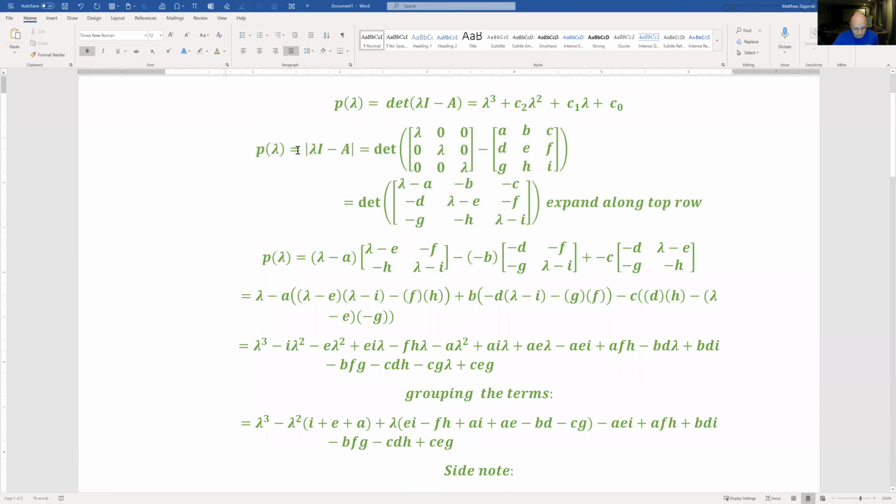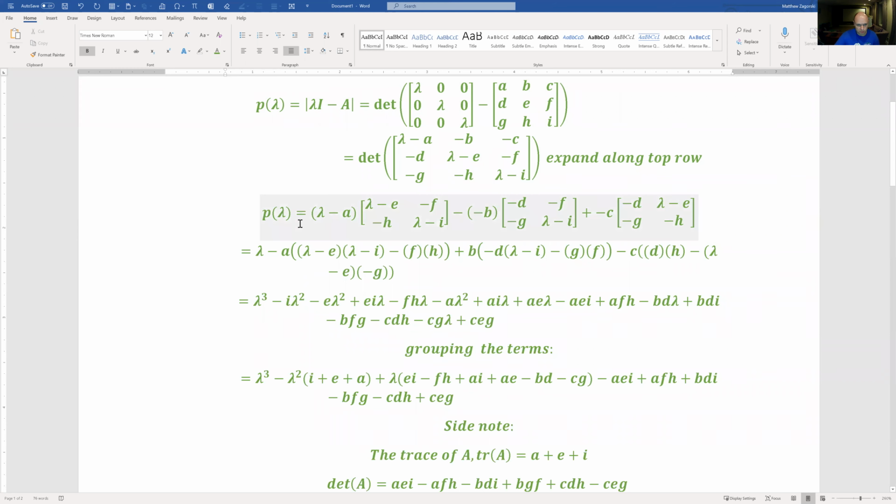The Cayley-Hamilton equation is the determinant of lambda times the identity minus matrix A. As you can see, I multiplied out the lambda to the identity, and we're subtracting the matrix A from that. That leaves you with this determinant right here. We're going to expand it along the top row, and that gives you three 2x2 determinants multiplied by the cofactors.